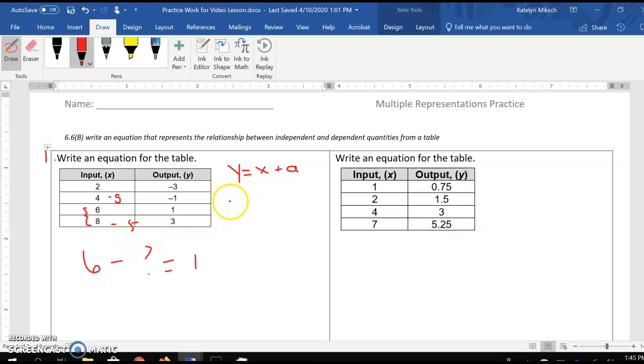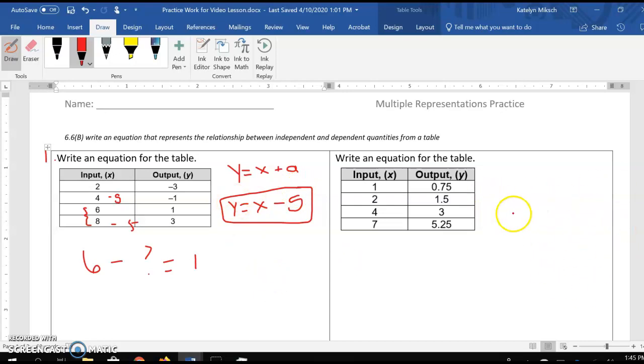So in this case, we figured out that we are subtracting 5 each time. So when we write our answer, it's going to be y equals x minus 5. And we could also write y equals x plus -5, which would be the same thing. But this is the way you would see it in a multiple choice test. Y equals x minus 5.